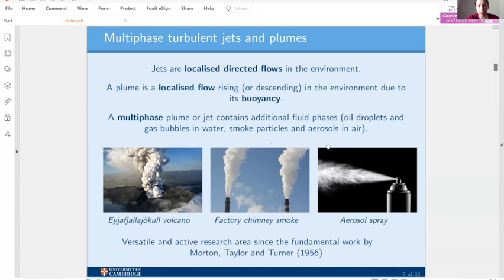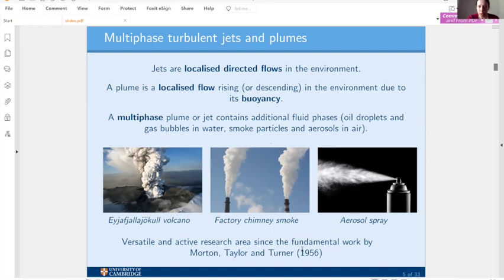So here's a selection of images which shows a couple of examples of turbulent jets and plumes. So that is a smoke cloud rising after a volcanic eruption. Here are some factory chimneys polluting our environment, and we can even produce a multiphase turbulent jet ourselves by using an aerosol spray in the bathroom.